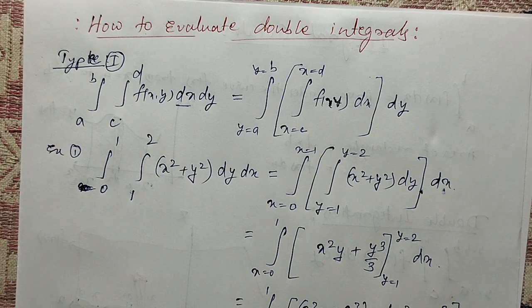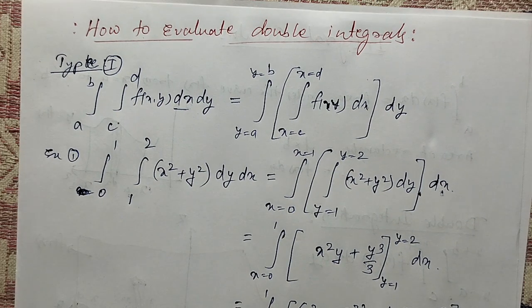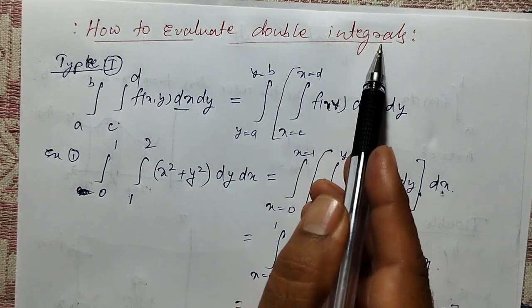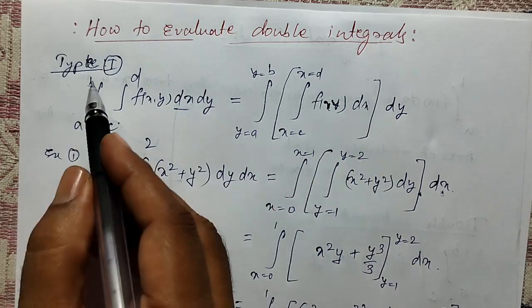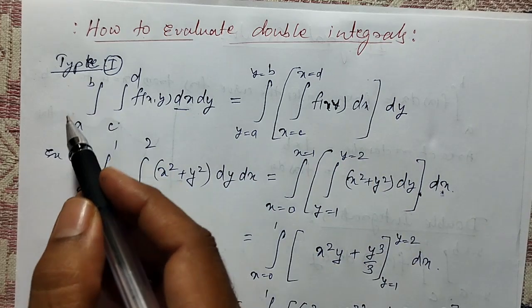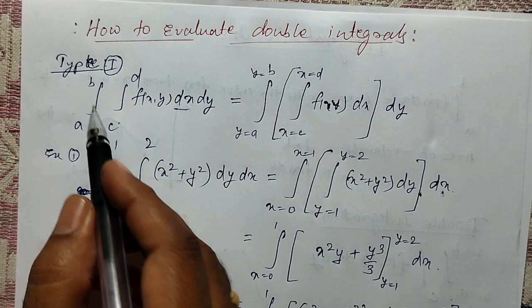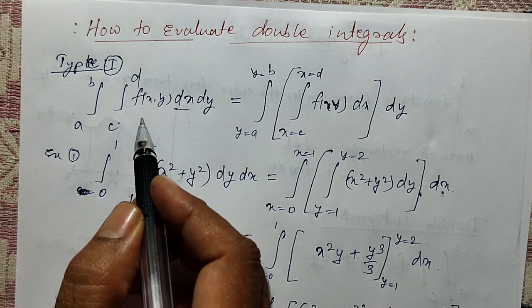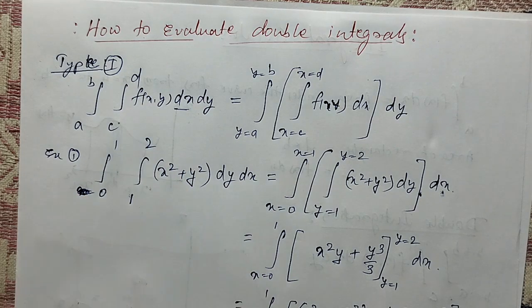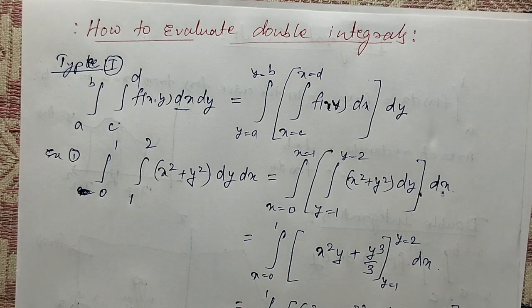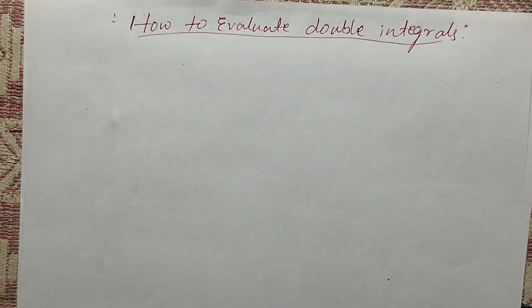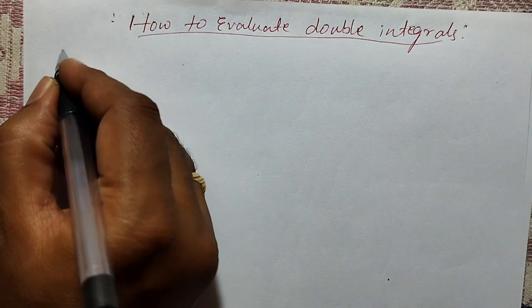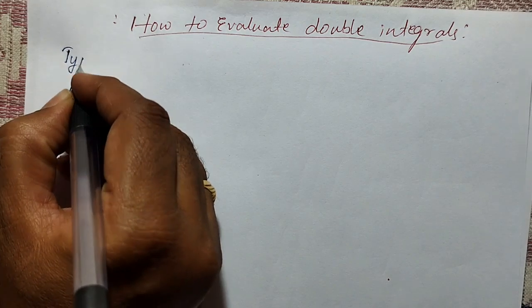Welcome back. In my previous videos, we have discussed how to evaluate double integrals of type 1. Type 1 is where both the limits of the double integration are constants. Now, we will discuss the case where the double integral contains variable limits. So, for example, type 2 we will discuss now.